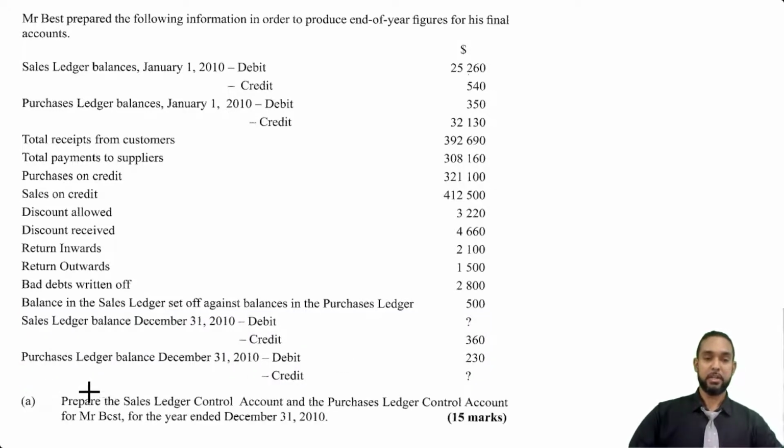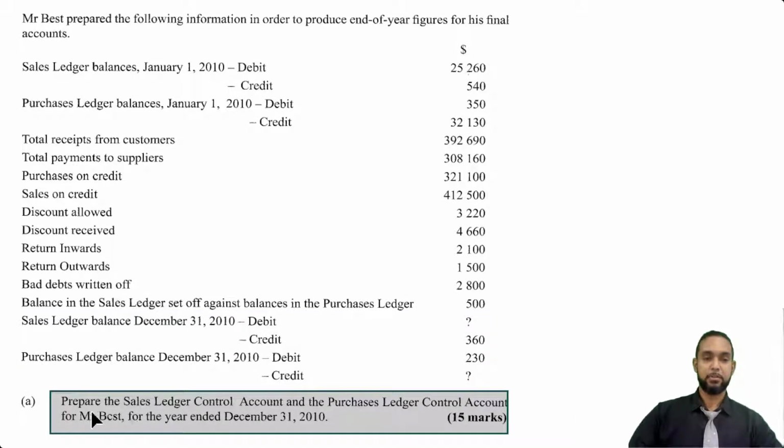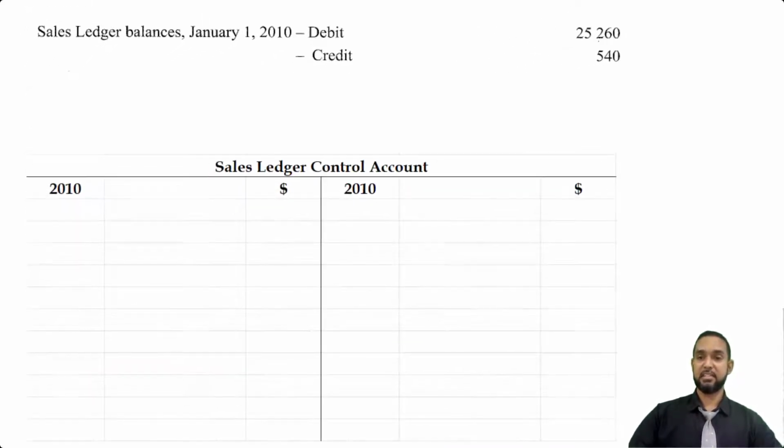So, of course, part A wants us to do, guess what? Prepare the sales ledger control account and the purchases ledger control account for Mr. Best for the year ended December 31st, 2010, 15 marks. Okay, so let's start with that sales ledger control account.